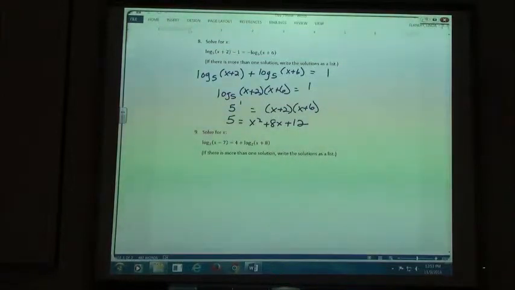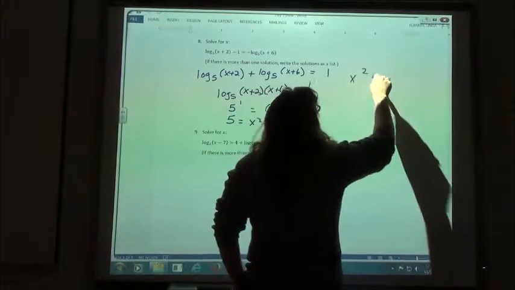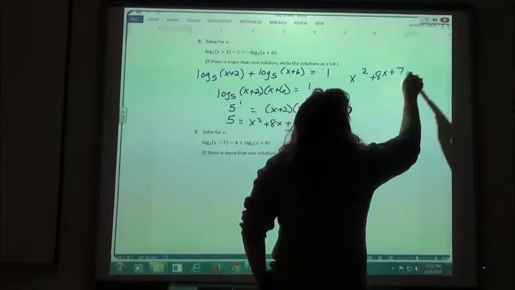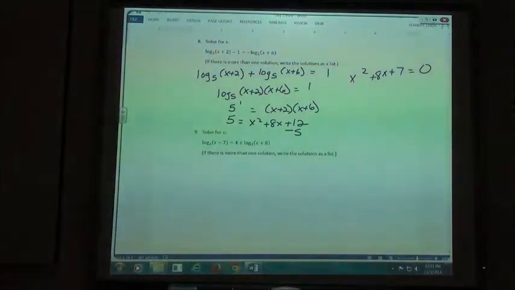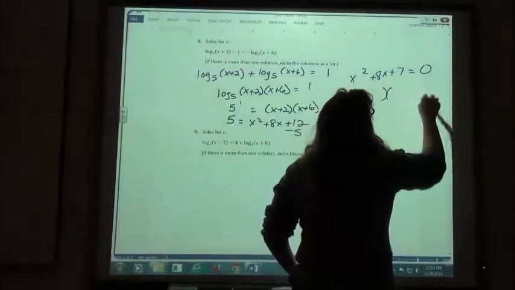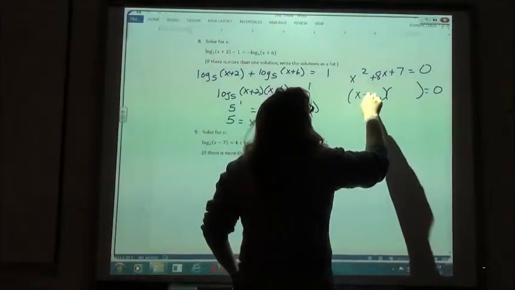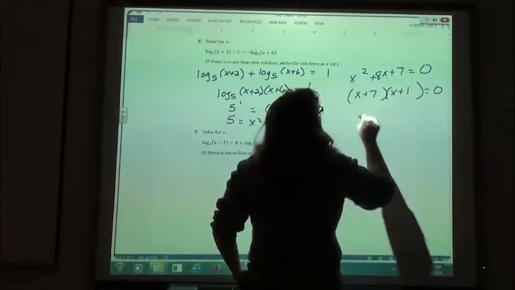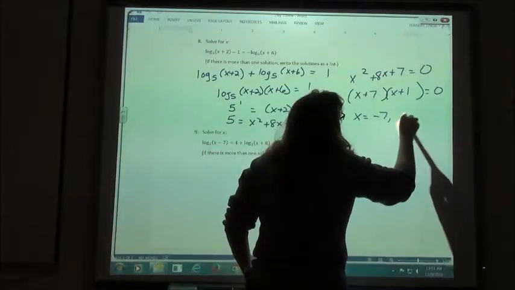Again, we have a quadratic expression, so we have to set it equal to 0. So we're going to minus our 5, and we get x squared plus 8x plus 7 equals 0 then. And then we get to solve that by factoring. That factors into x plus 7 and x plus 1, which means my 2 possible answers are negative 7 and negative 1.